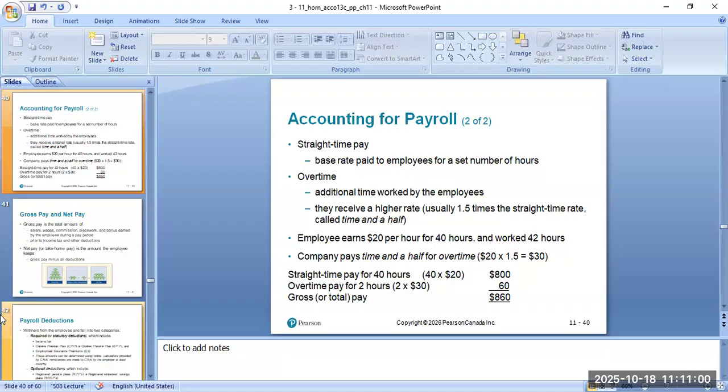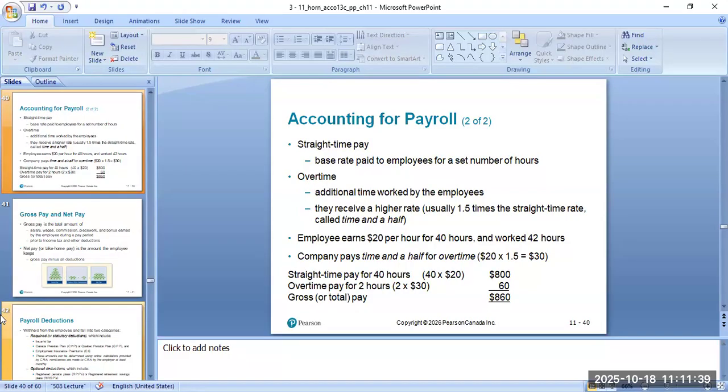So let's see this one. In this case, the employee is paid on a weekly basis, earned $20 per hour and worked 42 hours. The company pays time and a half for the overtime. What that means is they pay $30 for every hour over the 40 hours. So what will be the gross or total pay? $800 for the 40 hours and another $60 for the 2 hours of overtime. That will be $860. That's how much the company has to pay to the employee.